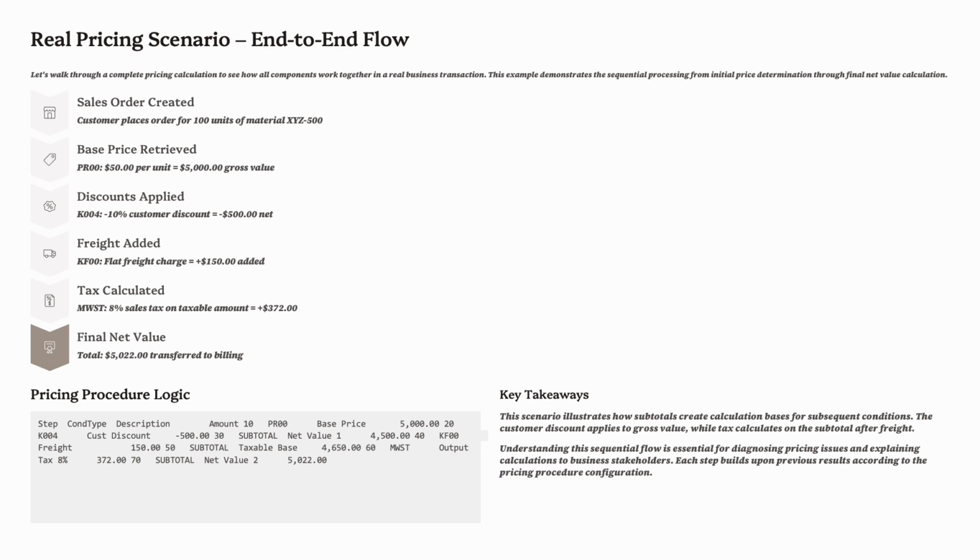Part 7. To bring everything together, let's walk through a real project pricing scenario exactly as it happens in SAP SD. Imagine a company selling industrial machines. Their pricing structure includes a base price, a customer-specific discount, a surcharged freight fee, and sales tax. Here's how SAP processes this step by step.